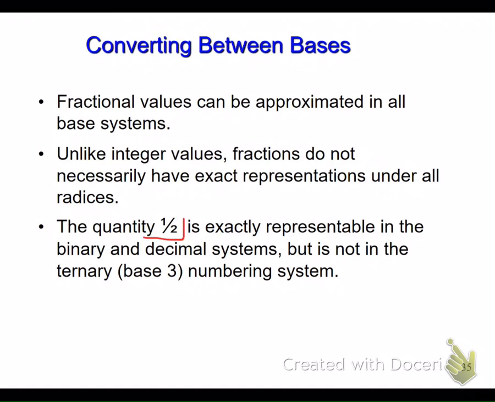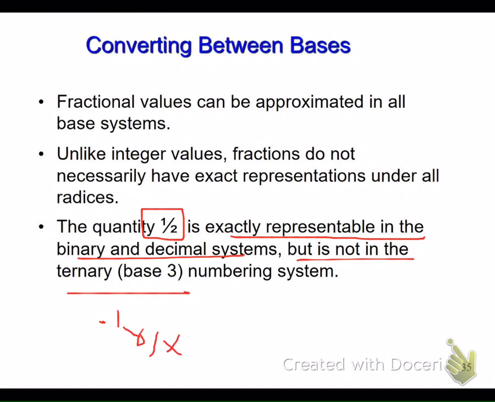The quantity half is exactly representable in the binary and decimal system, but it is not the case in base 3. Why? For the recording, if I have base 2 and I have 0.1, it means 1 multiplied by 2 to the power of negative 1, which is basically 1/2, which is 0.5. So I can represent this easily.